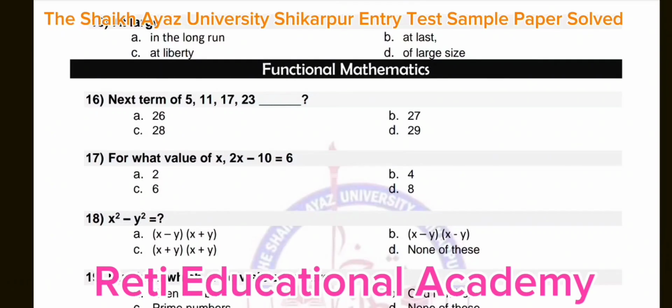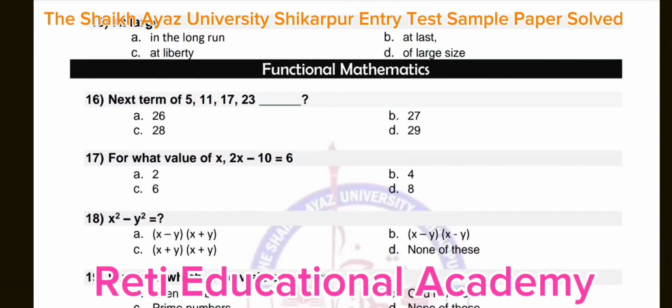Now put option C, value 6. 2 into 6 it will be 12, 12 minus 10 it will be 2. So 2 is not equal to 6. So this is also incorrect. Now put option D, 8. 2 into 8 it will be 16, 16 minus 10 is equal to 6. 6 and 6. So option D, 8, is correct here.